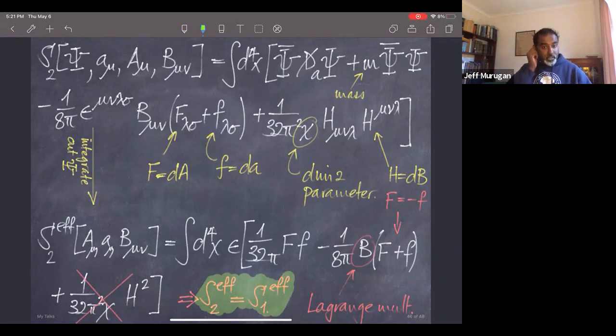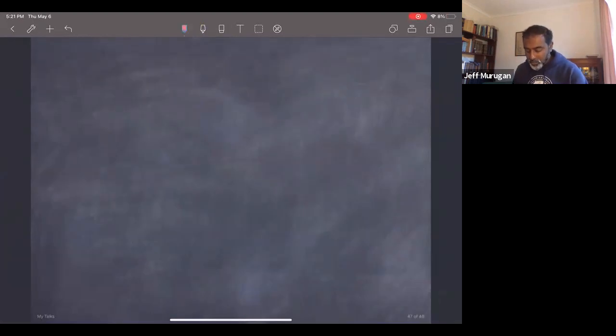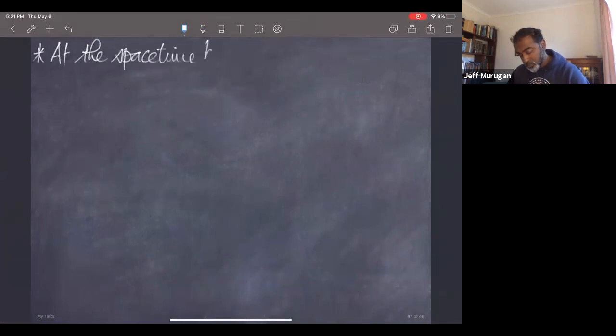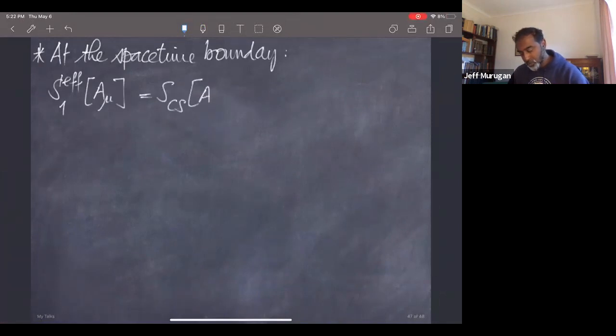And in fact, you can go a little bit further, because you can show that at the boundary of this 4-dimensional spacetime, the effective action S1 effective of A mu takes the form S Chern-Simons of A on the boundary. Okay, and this is the effective action for a Dirac fermion coupled to A.